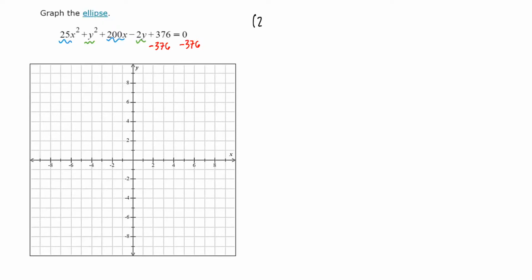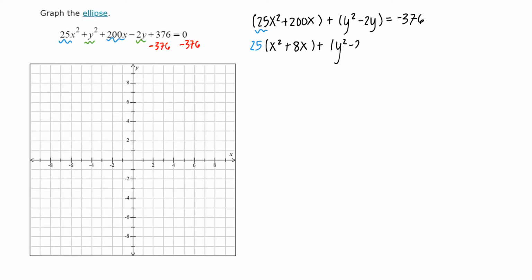So we have 25x squared plus 200x plus y squared minus 2y is equal to negative 376. I need to factor out a 25 from this group. I don't need to factor anything out from this group because its leading coefficient is already 1. So factoring out 25, x squared plus 8x plus y squared minus 2y equals negative 376.